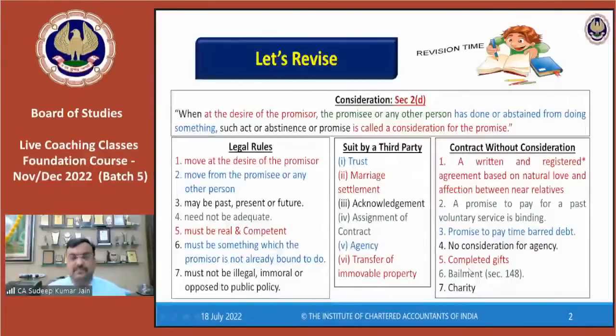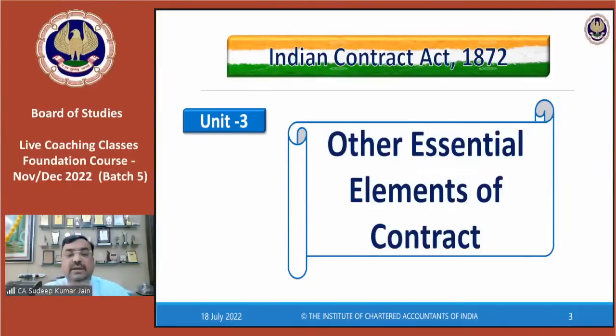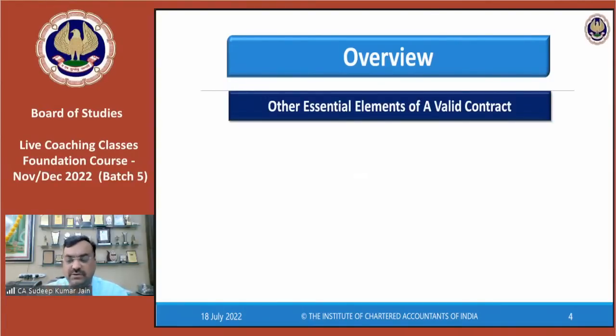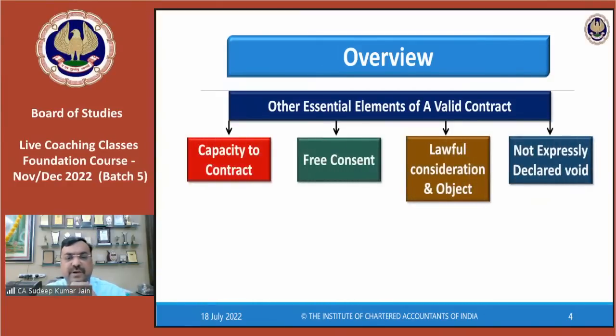चलिए आगे बढ़ते हैं. The topic is Unit 3, other essential elements of contract, and 2 lectures are for this unit. Overview of the unit, other essential elements of a valid contract. There are 4 main topics in the unit. First is capacity to contract, second is free consent, third is lawful consideration and object, and fourth is not expressly declared void. So we will discuss these points today and the next lecture.